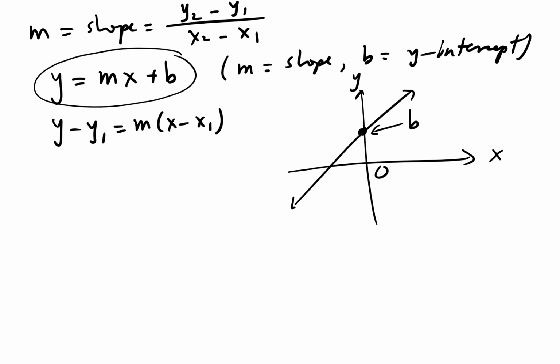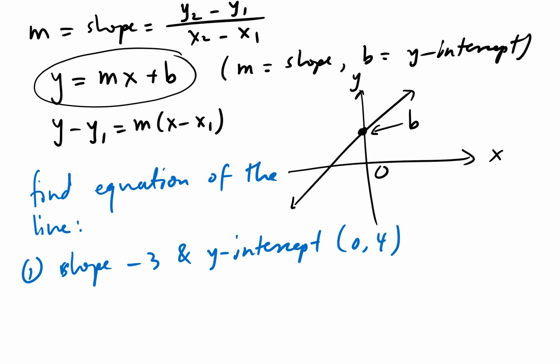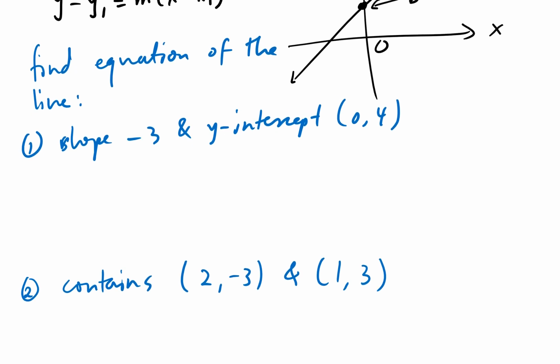So let's start. We are asked to find the equation of the line. Part 1, with a slope of -3 and y-intercept (0, 4). Then the next part, the straight line contains the points (2, -3) and (1, 3). So we need to find the equation of the line.